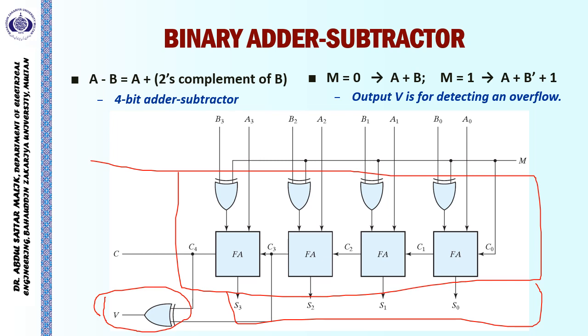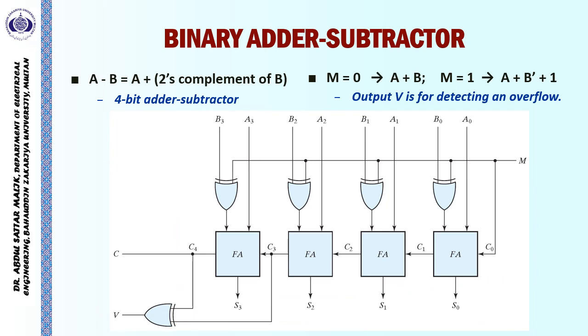If the overflow bit is 1, that will indicate that the result is out of range in case of signed numbers. So consider the carry into the most significant bit and the carry out of the most significant bit. If both of these bits are the same, if both of them are 0 0 or both of them are 1 1, then the output of this exclusive OR gate will be equal to 0, indicating no overflow.